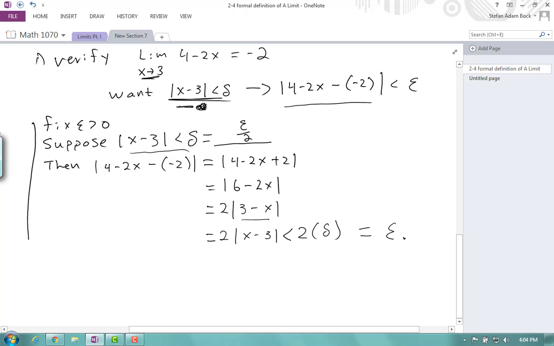This says fix epsilon greater than 0 and suppose that x minus 3 is less than delta, which is equal to epsilon over 2. Then my f of x minus L is 4 minus 2x minus negative 2, which is equal to, after some simplification, 2 times 3 minus x, or 2 times x minus 3, which is less than 2 times delta, which is equal to 2 times epsilon over 2, which simplifies to epsilon. So in the end, I have read my f of x minus L is less than epsilon. And that's exactly what I wanted to happen. So my limit has been verified because I have demonstrated that it satisfies the definition of the limit.